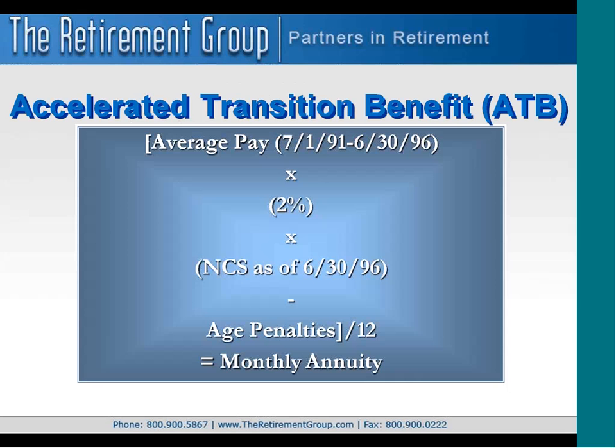So they took an average pay formula just like that original SPP plan, the 5-year average salary again. This time they multiplied by 10%, multiplied by NCS as of that date, so it was immediately frozen from inception. And then, of course, subtracting age penalties, dividing by 12 to get the monthly annuity. Now, the only difference here really is that 2% was an increase from 1.45%, which led to that 38% overall increase in the plan value.